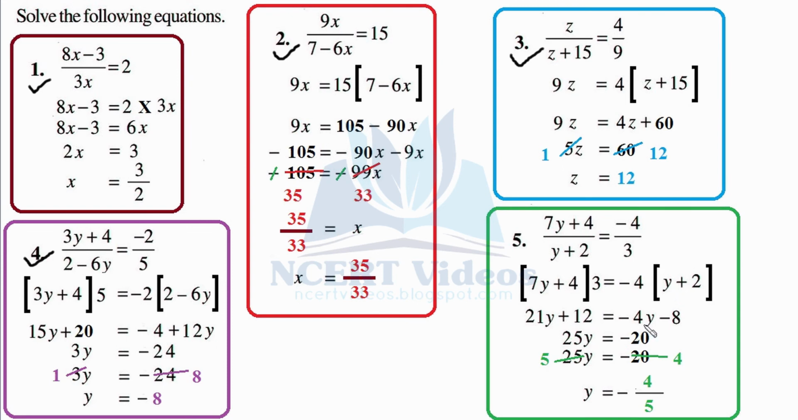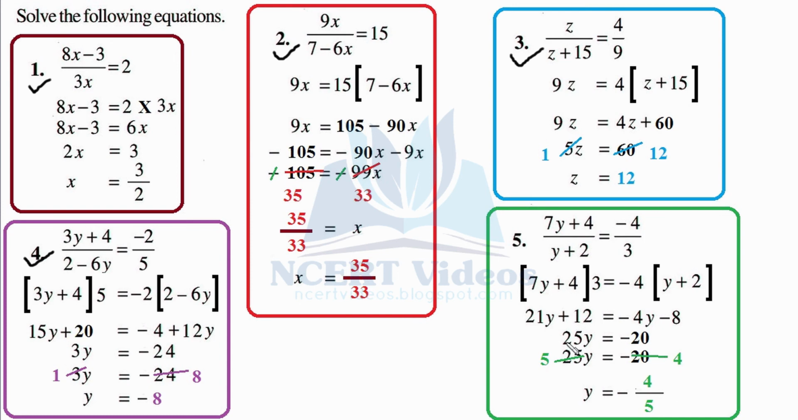Now let's transpose this minus 4y towards the left hand side in our mind. It will become plus 4y and we have 21y. Same signs, we are going to add them up and the signs remain the same. So 21y plus 4y gives 25y equal to, as it is. Let's transpose positive 12 in our mind towards the right hand side. So we have minus 8 and minus 12. It will get added up because we have the same sign and the sign remains the same, that is minus 20.